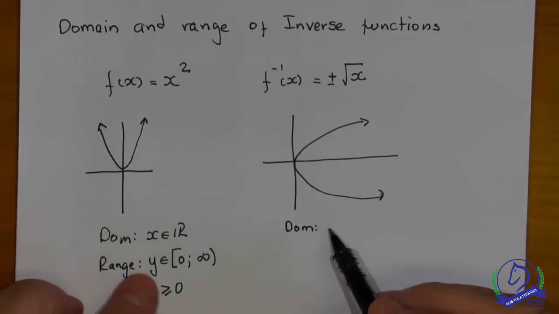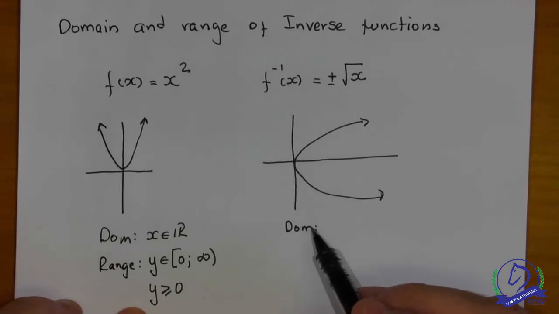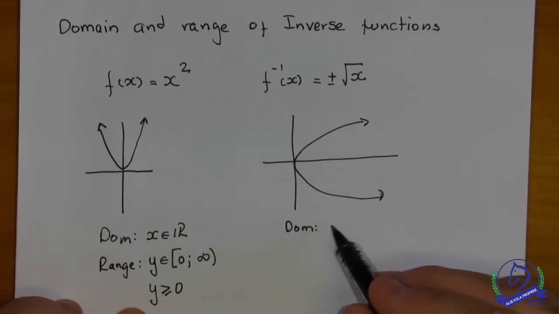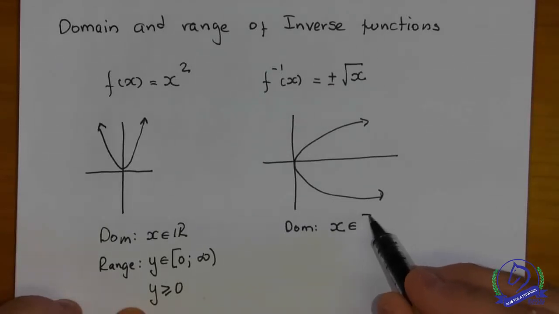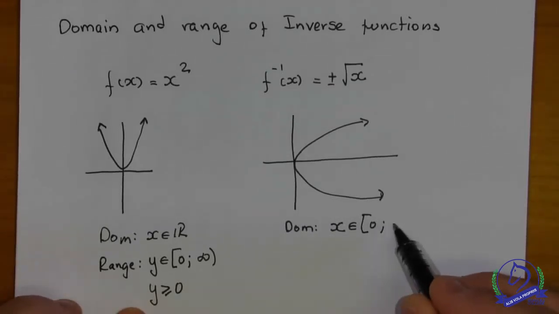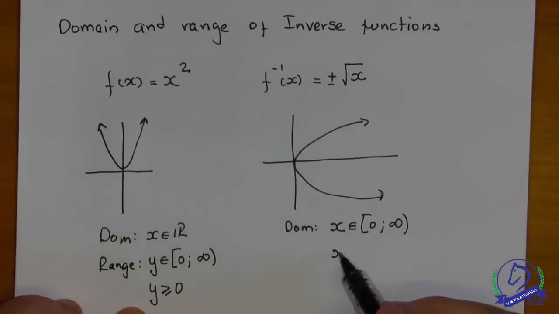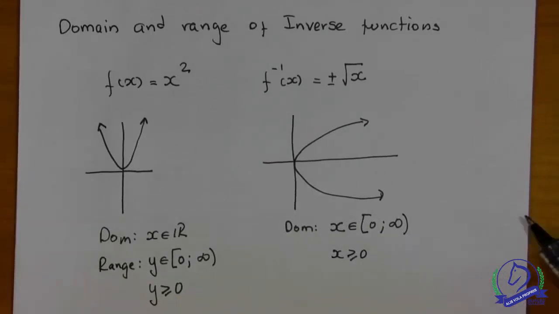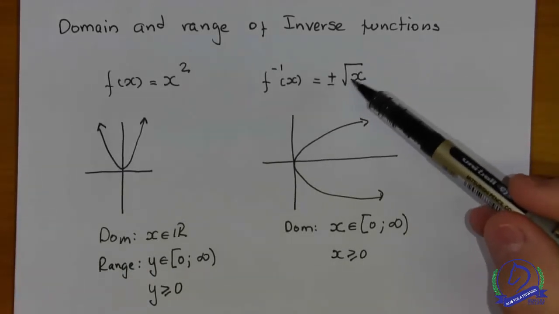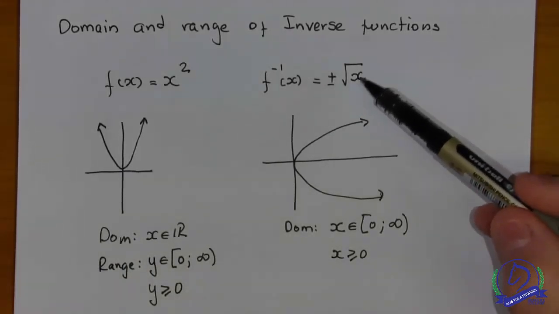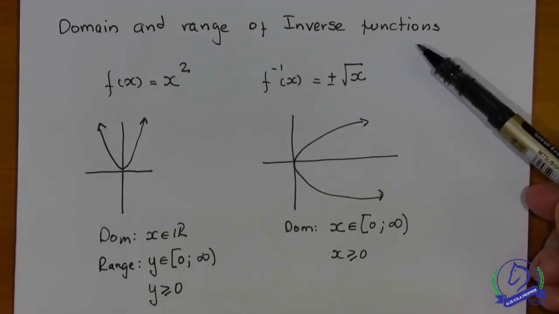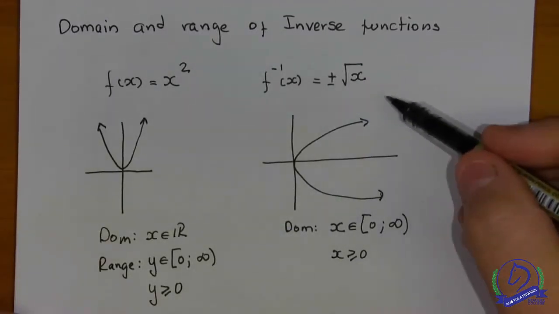So instead of using y, of course, because I'm talking about domain, I'm going to use x. So I'm saying the domain of this function is x element of the values from 0 to infinity, or you could also write it as x bigger than or equal to 0. And why is that? Because remember that you have a square root, so for you to get any real values out of there, the values of x have got to be 0 or bigger than 0.